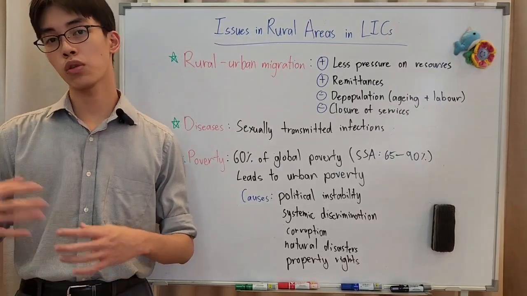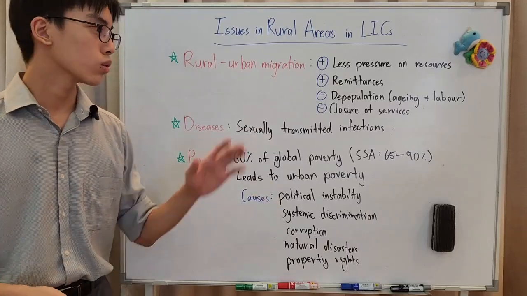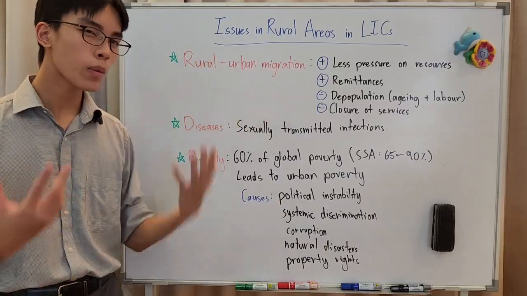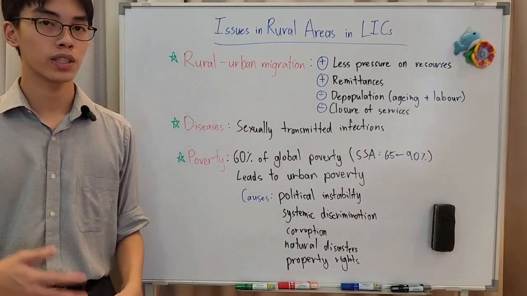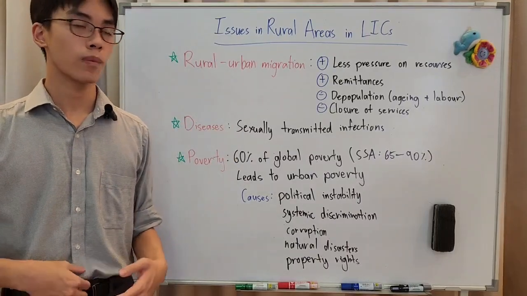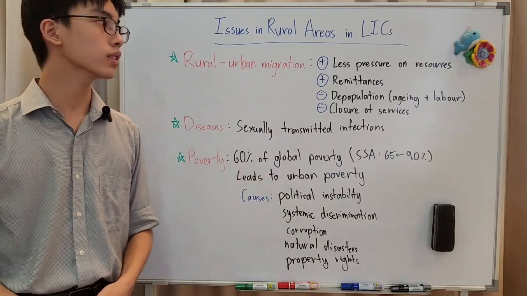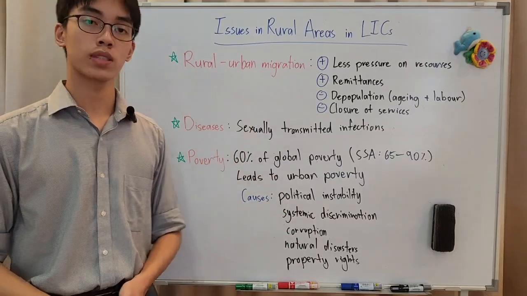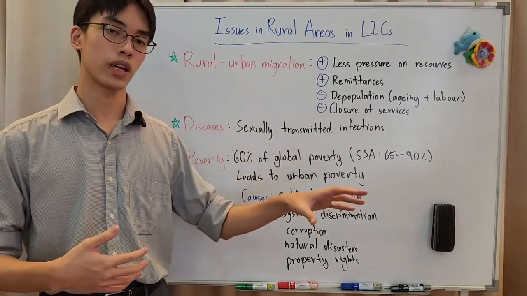That is the movement from a rural area to an urban area, so something like a village to a town or a city. And although this is listed down as an issue, there are some advantages. For example, less pressures on the resources, so you don't need to deforest as much, or you're able to accommodate the people there with jobs, so there's less unemployment. And you also might get remittances. So that's the money that comes back from the migrants in the urban areas.